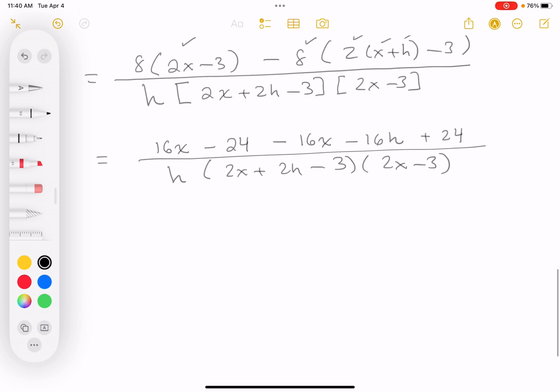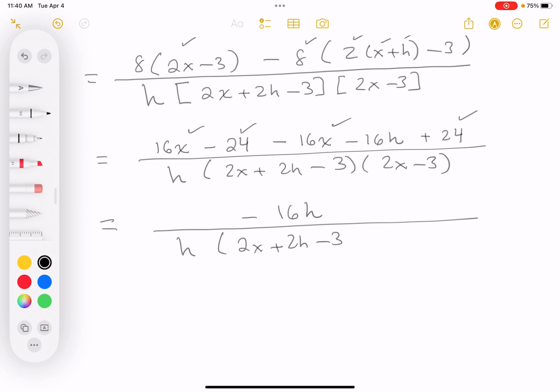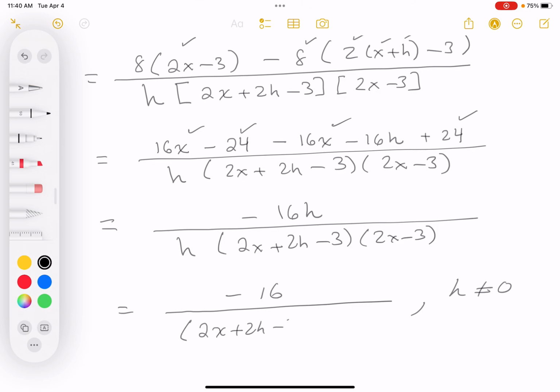Well, I still want to see if I can do something with that. There's certainly some things I can do. I'm seeing these things disappear, and I'm seeing that this disappears. So I'm left with minus 16h, and what do you get there? 2x plus 2h minus 3 over 2x minus 3. What happens here? An h cancels, at least conditionally, and the condition is h is not equal to 0. You can get minus 16. On bottom, you can get 2x plus 2h minus 3 times 2x minus 3.